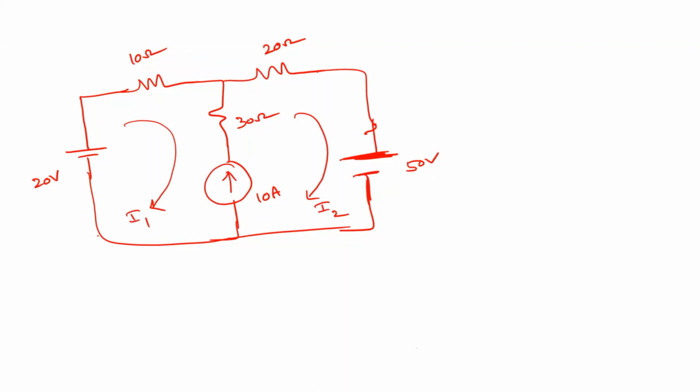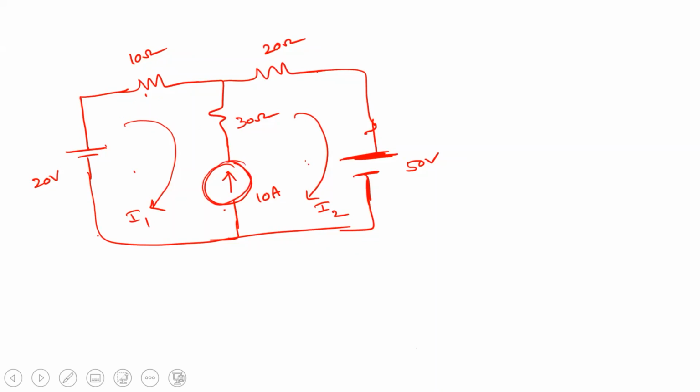Clear? Can we apply KVL in this first loop? You know the voltage across it? What is the voltage across this one? No, you cannot apply KVL, because it is an independent current source. Can you apply KVL in the second mesh? No, because you don't know the voltage across this one.